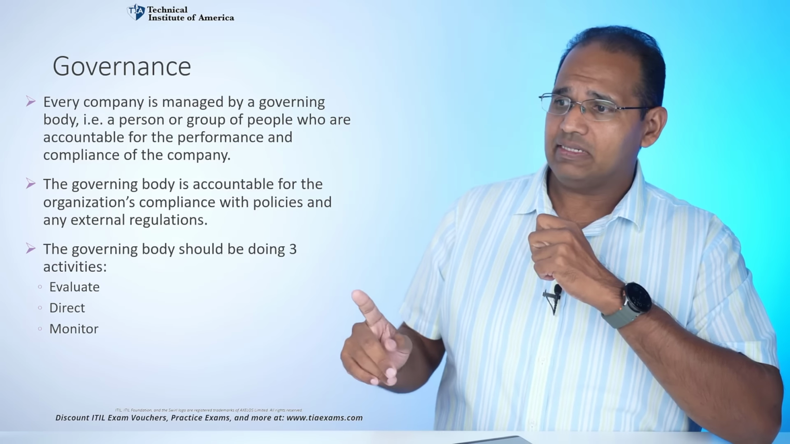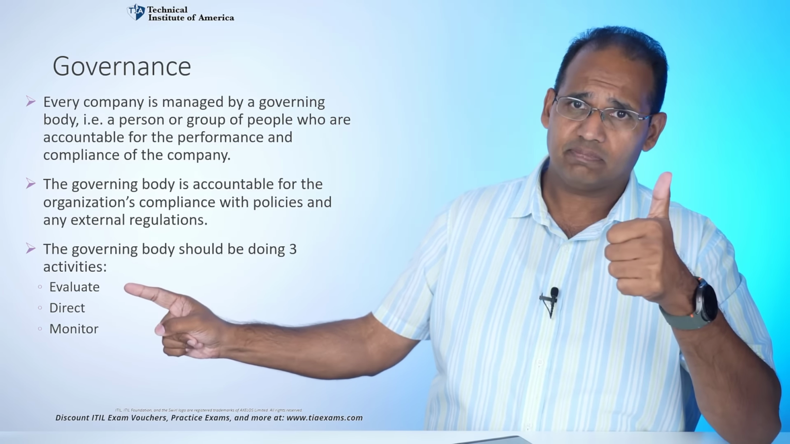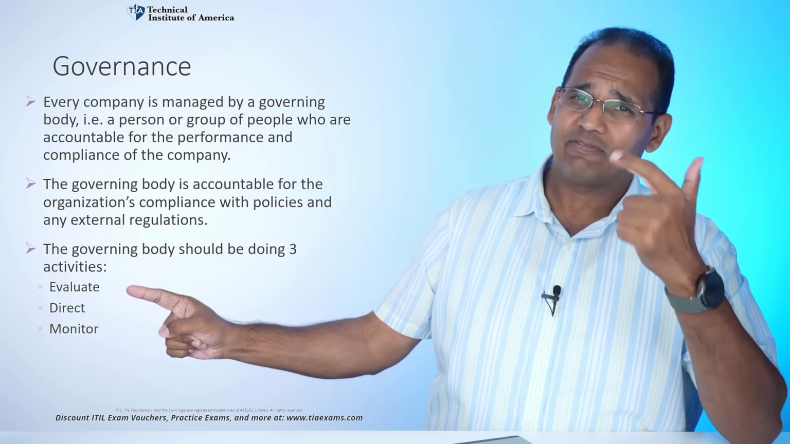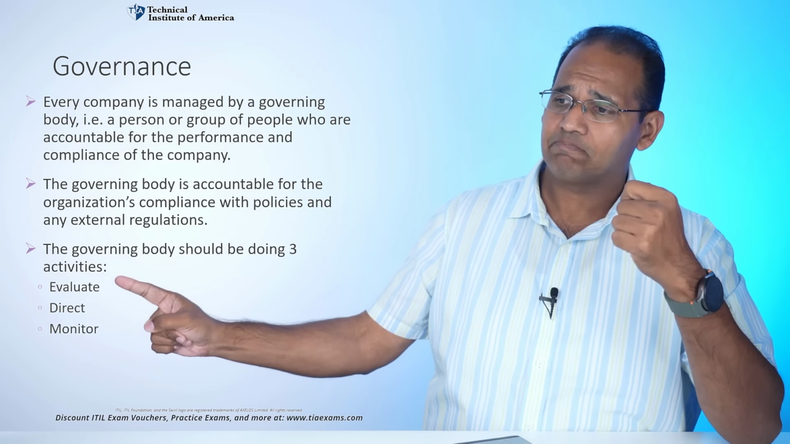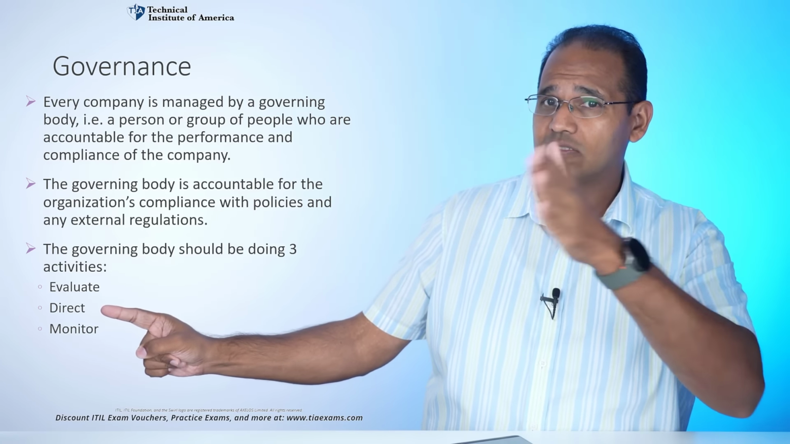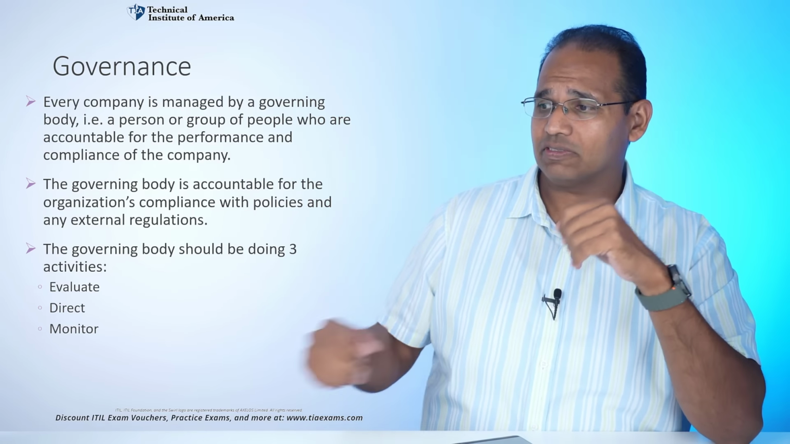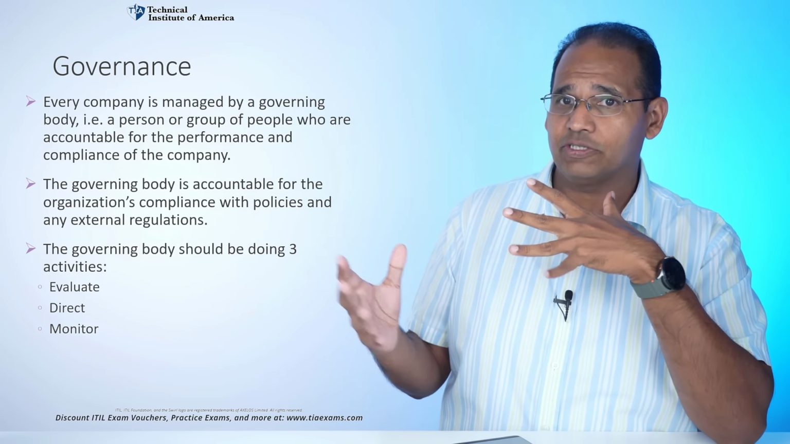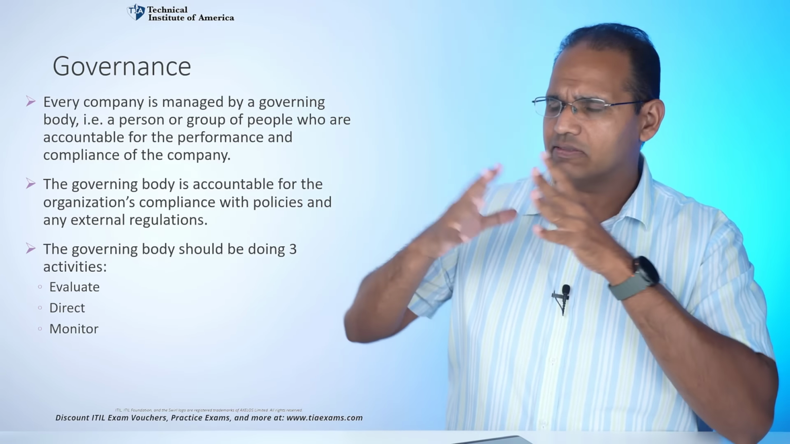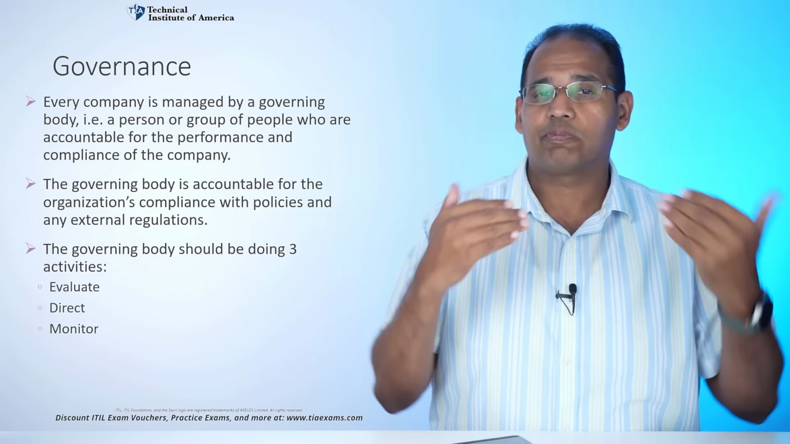The governing body should be doing three activities. They should evaluate how the company is doing against some kind of standard. Maybe they have particular goals. Maybe they have regulatory things they have to meet. They should direct the actions within the business. They should say, let's go here, let's make this goal, let's remove this goal. And of course, they should monitor it to make sure that it doesn't go out of compliance or doesn't go away from its goals. Governance is big in terms of the big overview of company governance or corporate governance.